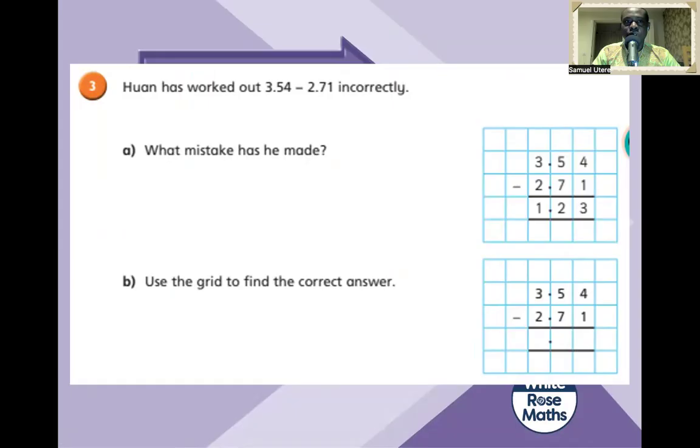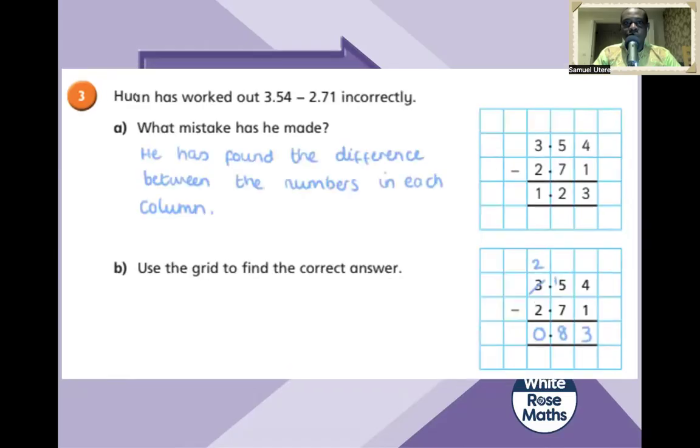Pause the video and answer question 3 in 2 minutes. All right, assuming you've paused the video, here are the answers. So here you ask, what mistake has he made? He has found the difference between the numbers in each column. That's all he's done, okay? He's just found the difference. So he's not taking time to think about using his place value knowledge.